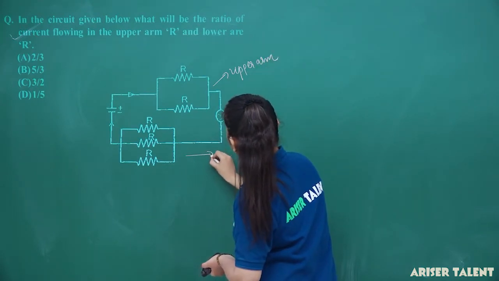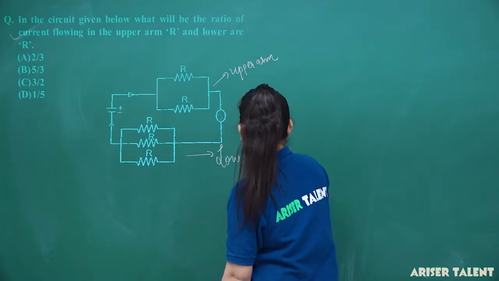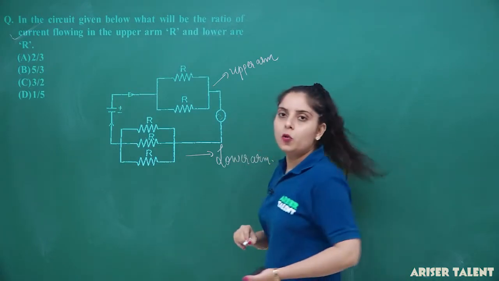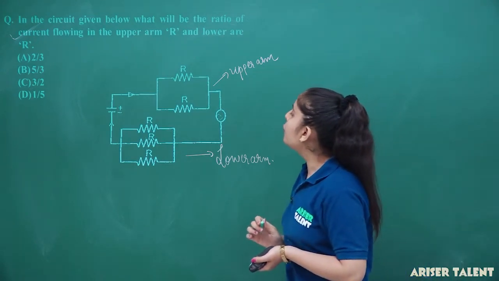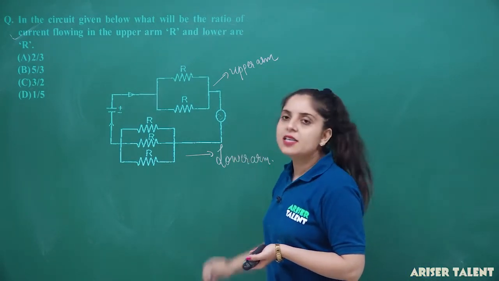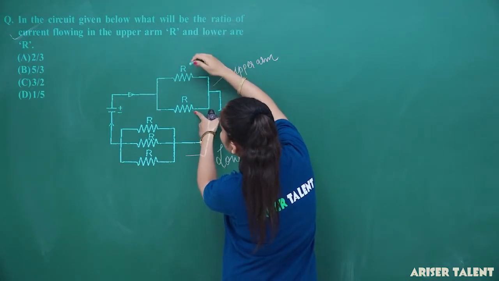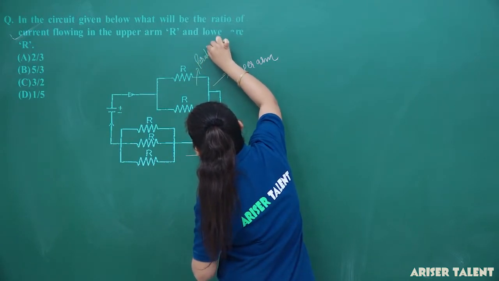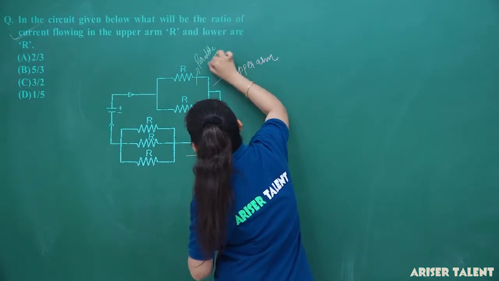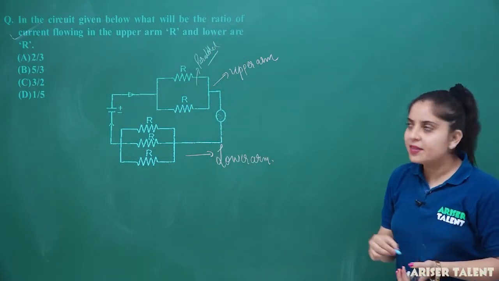And this will be our lower arm. Now, for determining the current, firstly, you have to determine the equivalent resistance of both the systems. You can see that these two resistances are connected in parallel. So, I am determining the RP in this case.